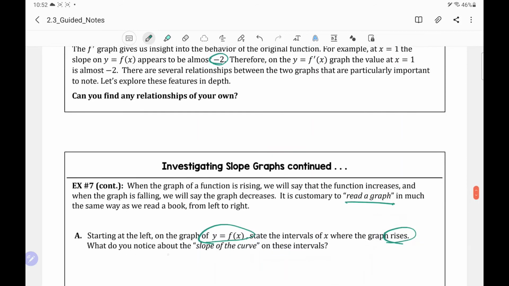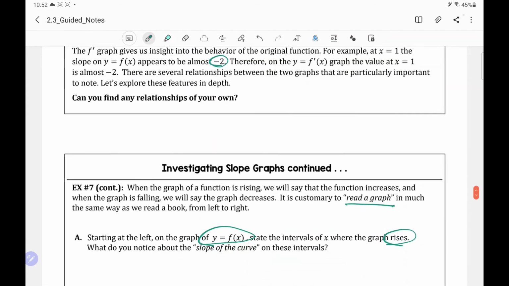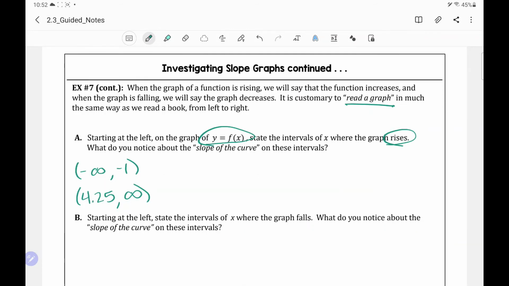And the question said, what do you notice about the slope of the curve on these intervals? First, I'm going to try to figure out what the interval is. This one right here maybe stops. I'm going to just say -1. It's close enough for me. And then this one is a little bit off, so I'm going to say like 4 1/4, something like that. So first, let's write our intervals of increasing or rising down here. Okay, here's our two intervals. From -infinity to -1, it's rising. And from 4.25 to infinity, it's rising.